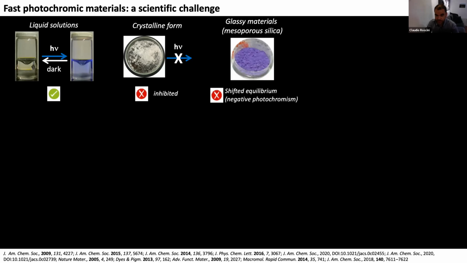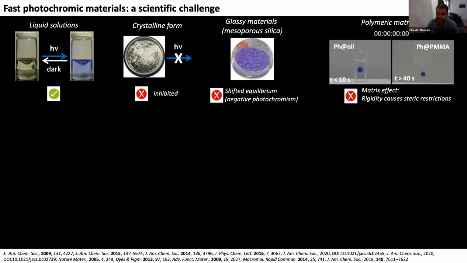But the most important part for us was the fact that if you take these dyes and you embed them in a polymeric material, you observe that the back process is slowed down a lot compared to what you have in a solution. And this is due to the rigidity of the matrix that is preventing the photochrome from recovering quickly to the initial state.